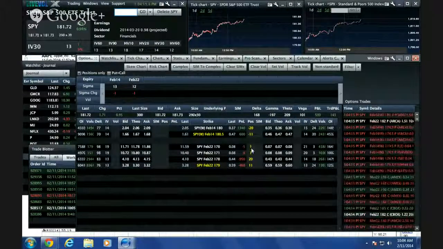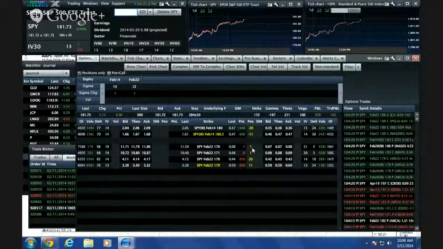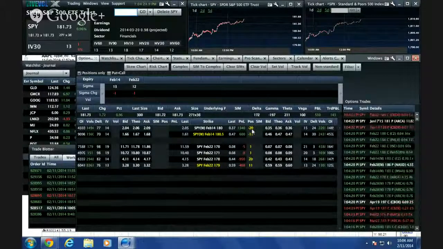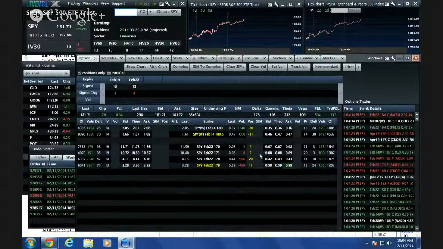So you can see I did this call spread earlier when I started the broadcast on February 3rd and 4th, and then yesterday I did this trade 20 lot, the Feb 180 178 put spread, and then today I did the 180 and a half and 179 put spread 11 times.